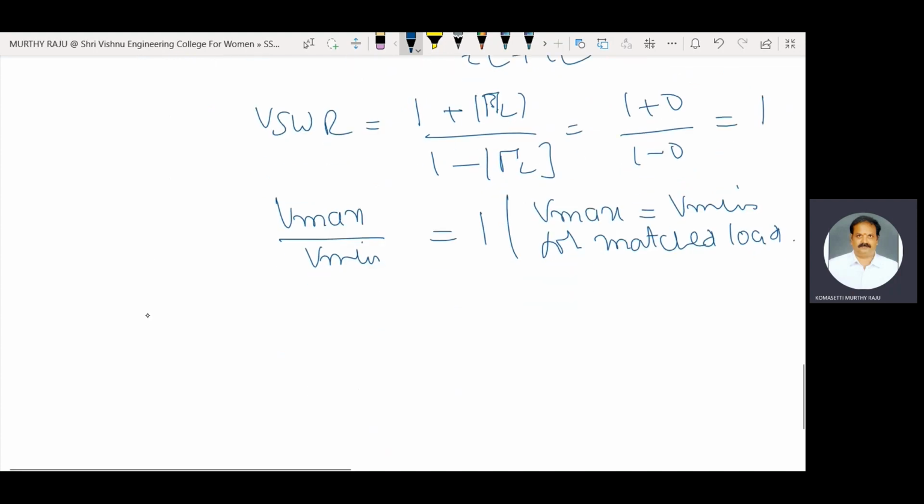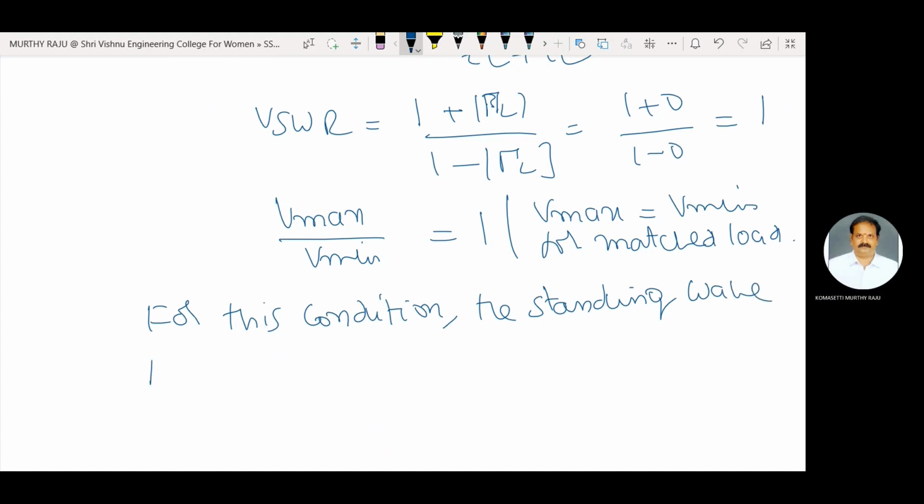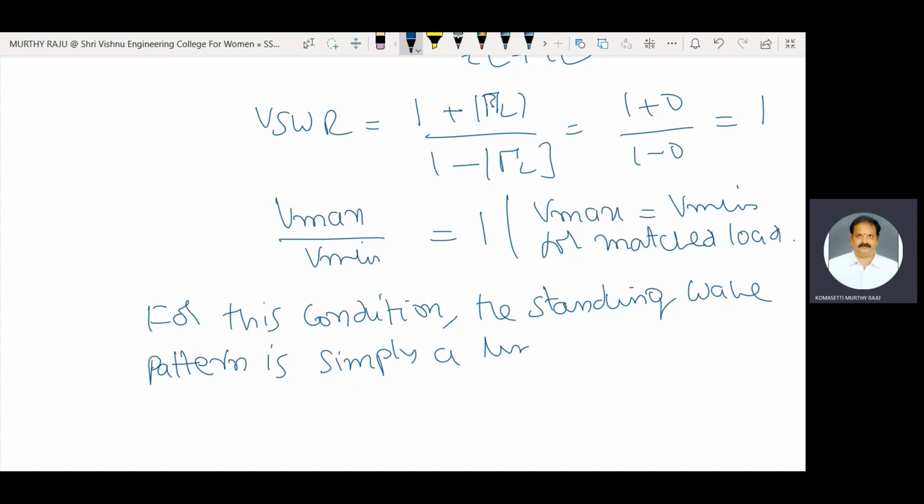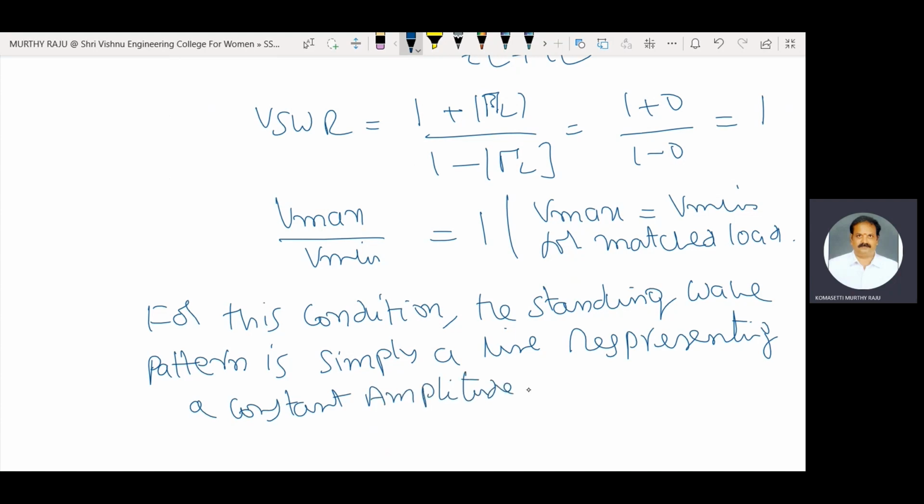For this condition, the standing wave pattern is simply a line representing a constant value, representing a constant amplitude, because V maximum is equal to V minimum.